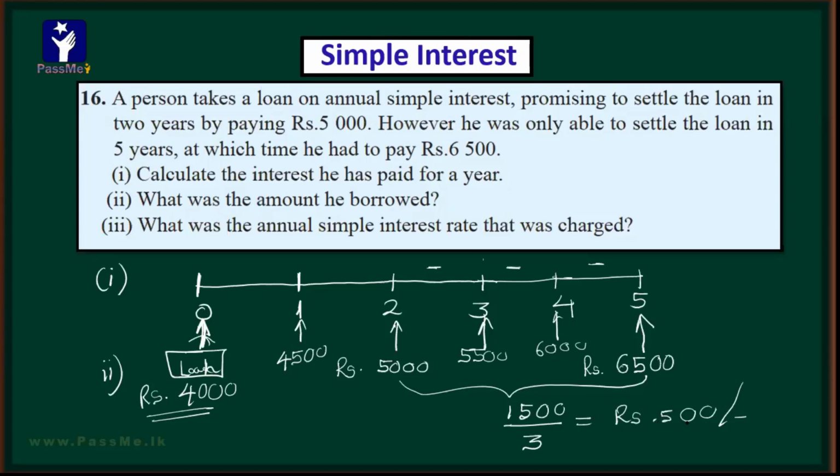So the key point is how to find this 500. That is the interesting part. We know the value of 5,000 and we know the value of 6,500.